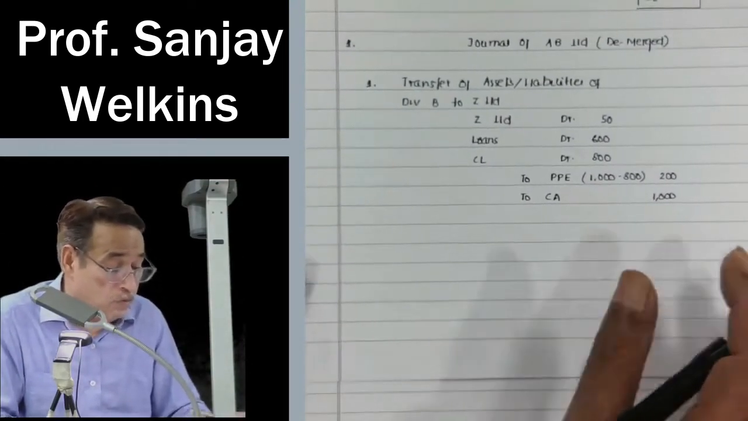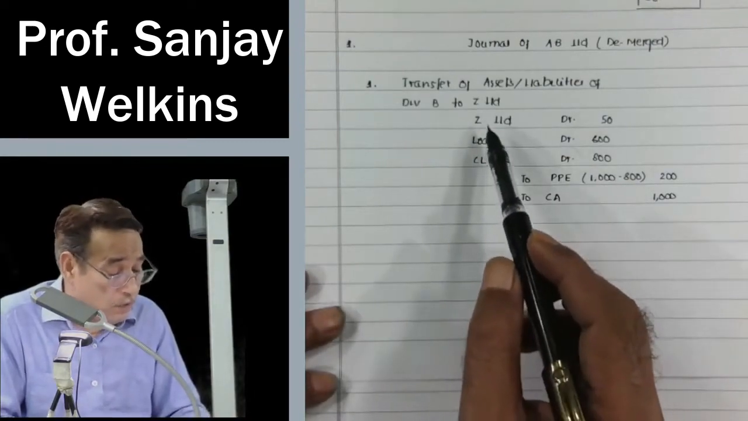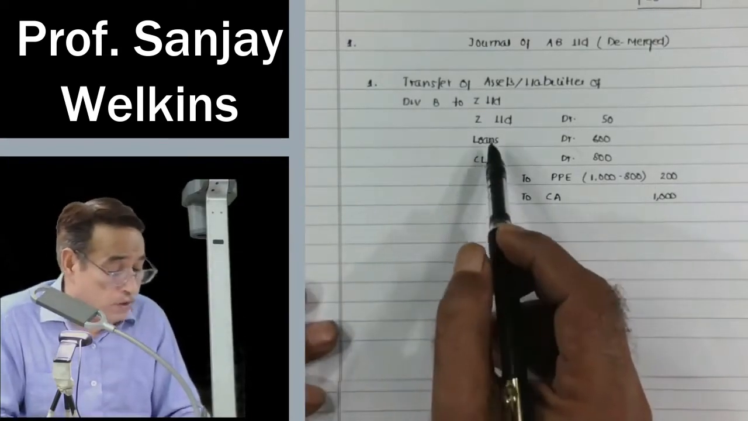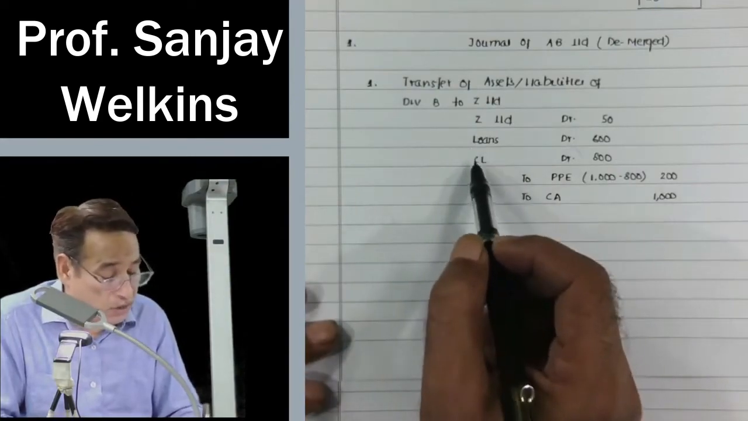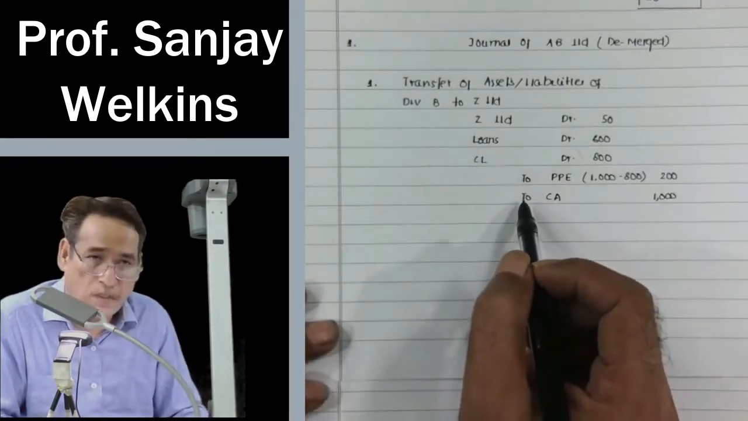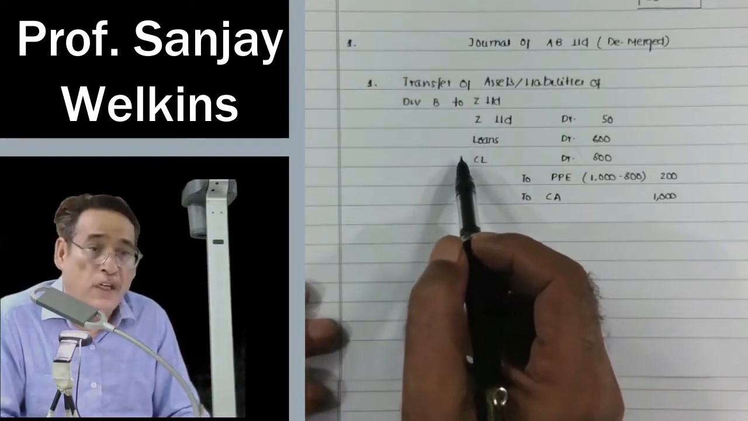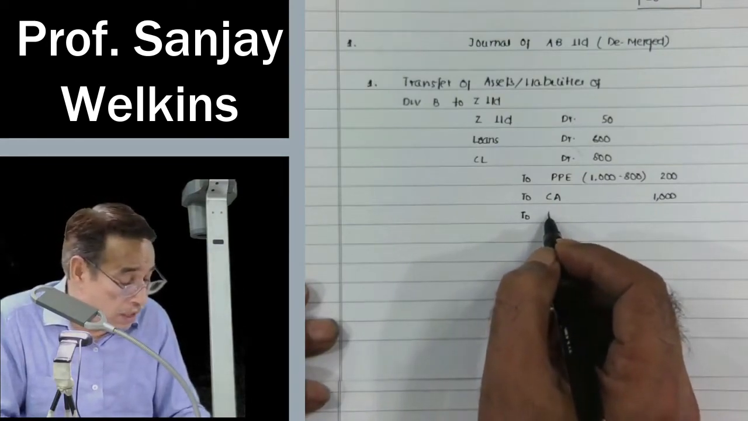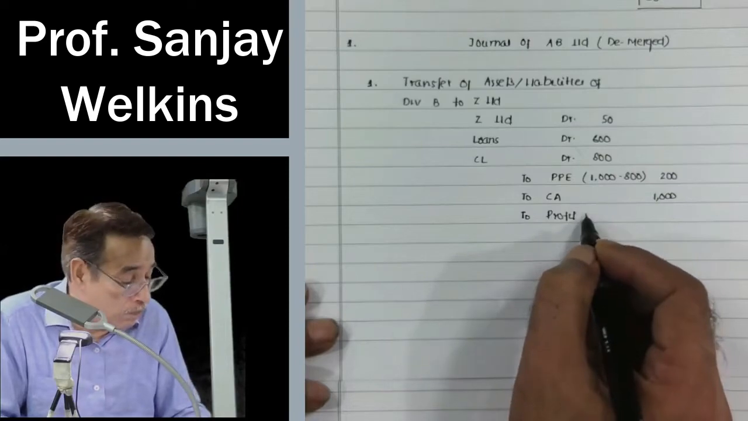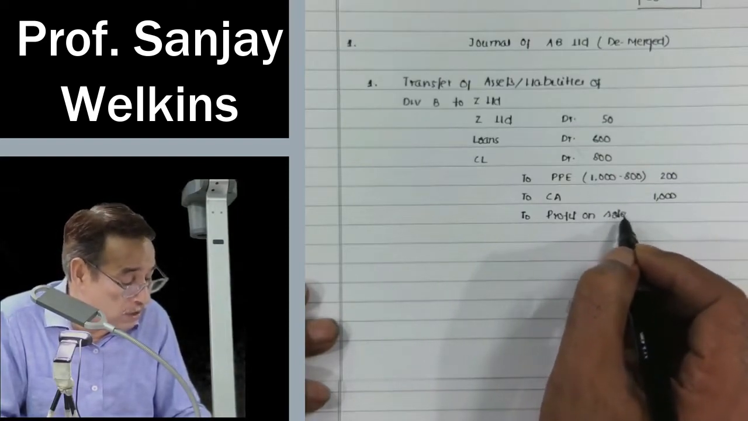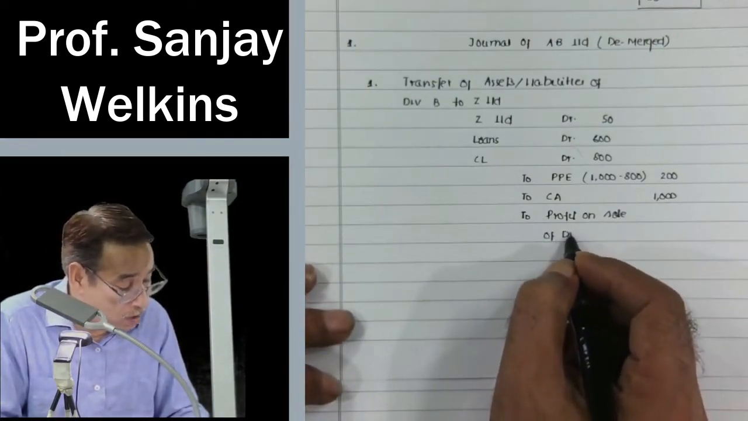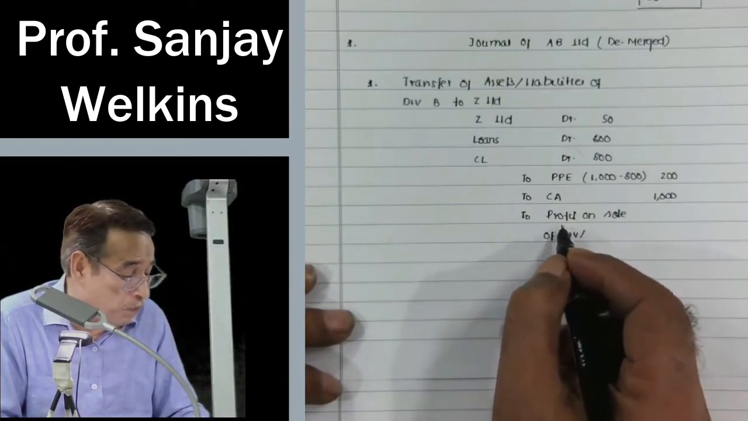If you remember in the last session, we also talked about this particular fact that after having passed this particular entry, there could be some figure which might appear as a balancing figure towards this side or towards this side. If the figure appears over here, it will be considered as a loss, and on the contrary, if it appears over here, it will be considered as profit. I will write here profit on sale. Profit on sale, if you remember, these are the terms which we used earlier.